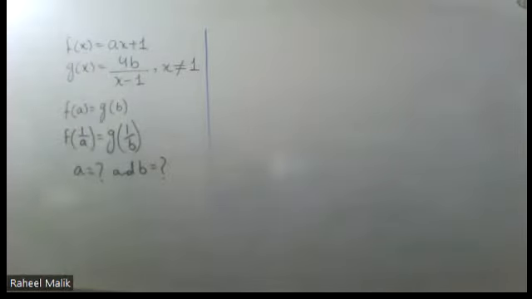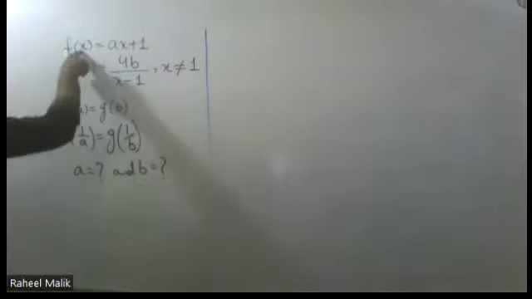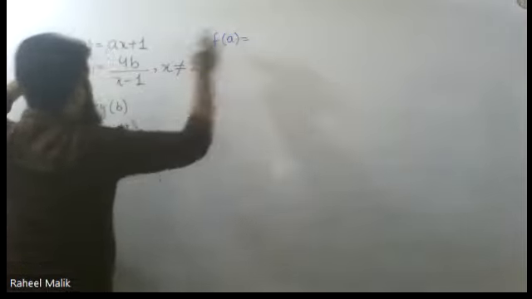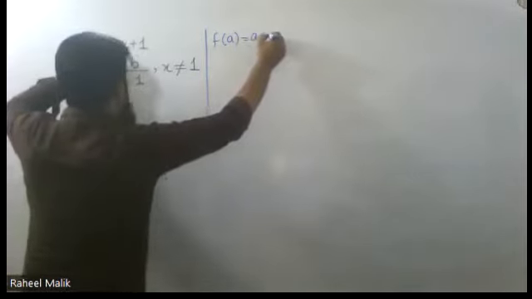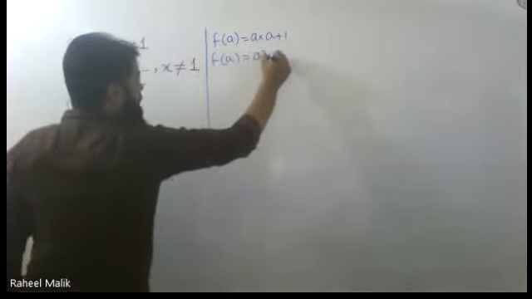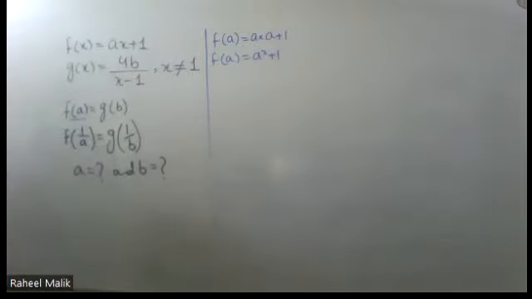So how will I start my working? As they have given us f of a equals g of b, I will start from here. This is my function f of x, and it is f of a. So in place of x, I will write a, which becomes a into a plus 1. f of a equals a square plus 1. I have got the value of this one.